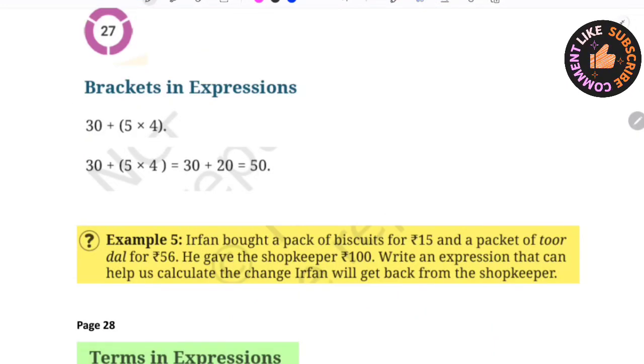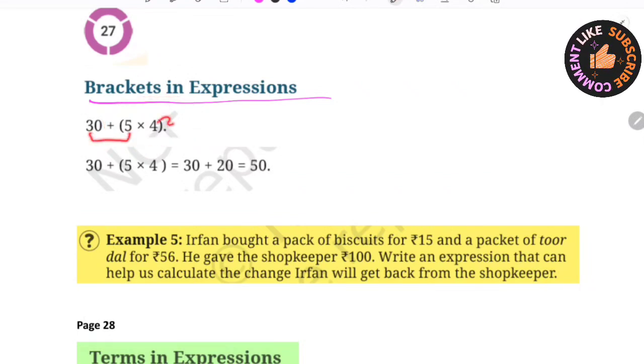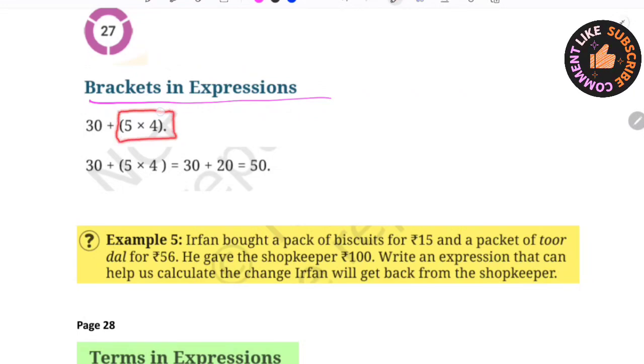So this is what is given in the brackets in expressions. When expressions are available in the bracket, first you have to calculate the expression in the bracket, then follow. Suppose if you add these two, then multiply them, that is wrong. So first you have to calculate what is available in the bracket, then do the remaining calculations, right?